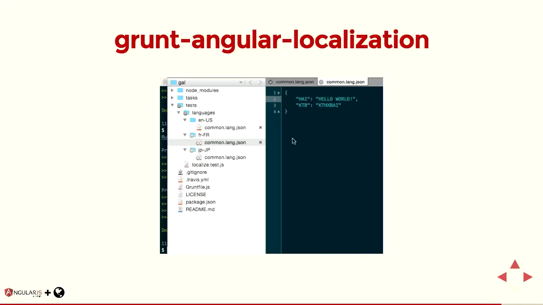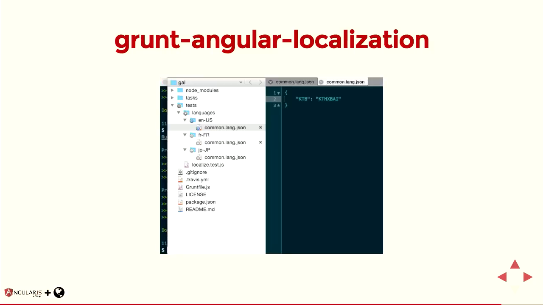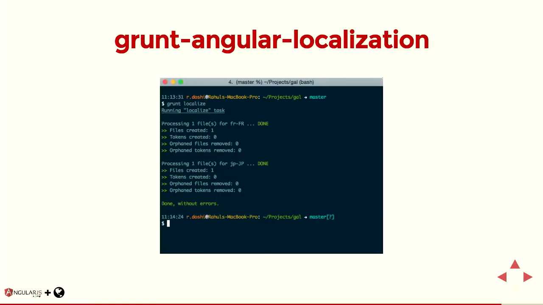It's called grunt angular localization. I'm going to switch this to a gulp task soon. I just haven't gotten down to it. But it basically just does what I told you. I put this GIF up that kind of demonstrates what it does. So it does 4 things at its very core, right?